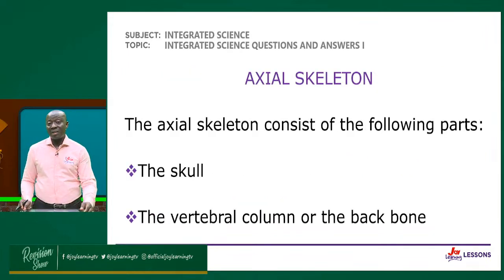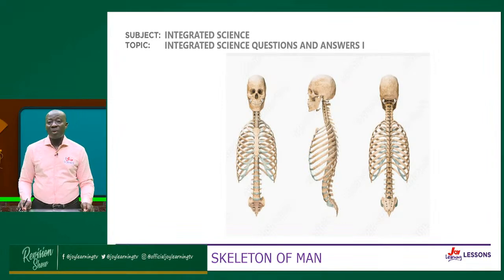So we shall start right away with the axial skeleton. Well, the axial skeleton consists of the following parts, like I said earlier: the skull and the vertebral column, which we also call the backbone. Now, showing on your screen is a typical axial skeleton of humans.